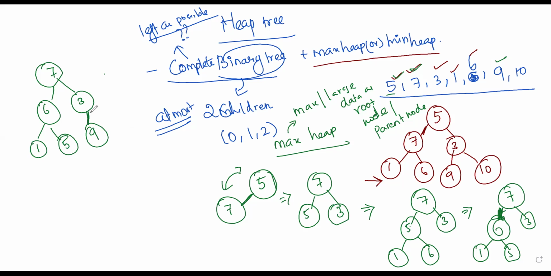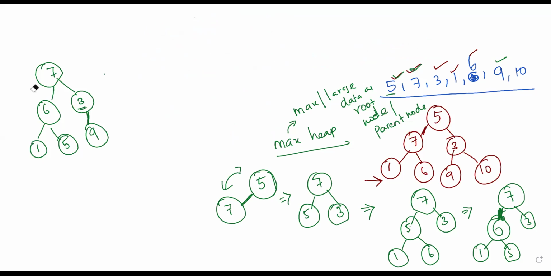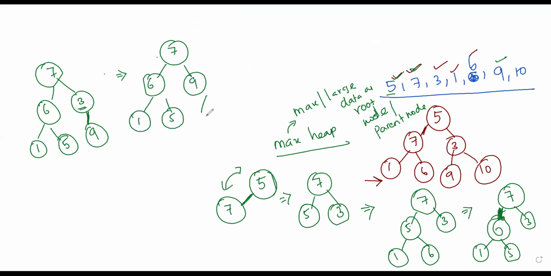I have filled it. Check with its parent. The parent is 3. 9 is greater than 3. Since it's a max heap, you should maintain the property of a max heap by keeping the maximum element in the root node. So swap it. So how does the tree look? 7, 6, 9, 1, 5, 3.